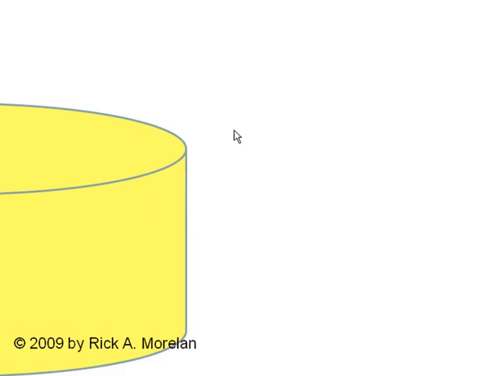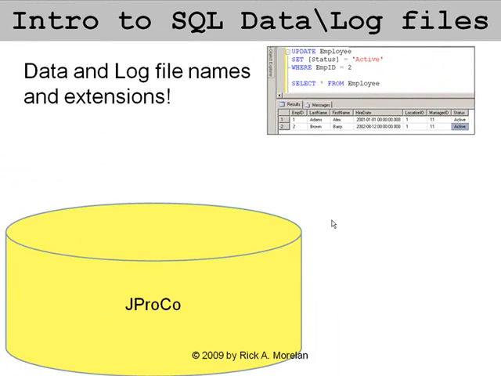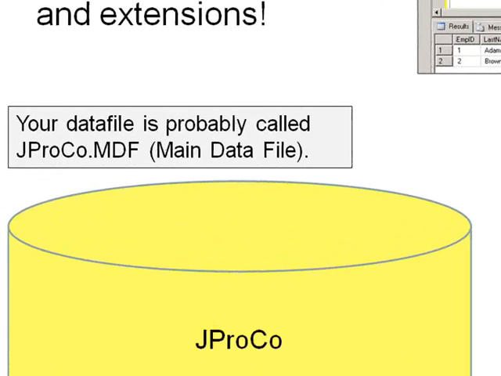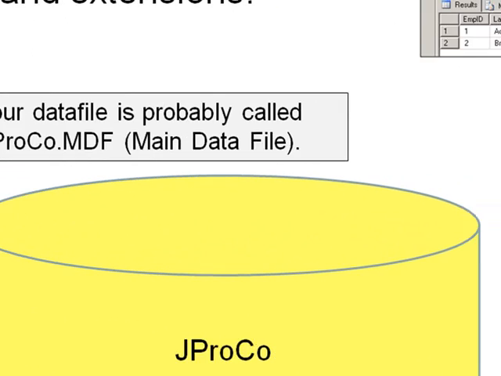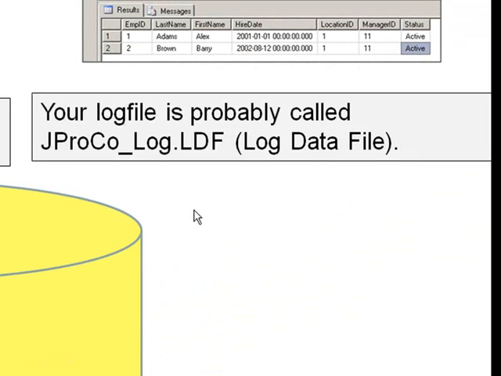Okay, now how about, what are these called and where do you find them? Well, your data file is probably called jproco.mdf, your main data file. And your log file is probably called jprocolog.ldf, or your log data file.